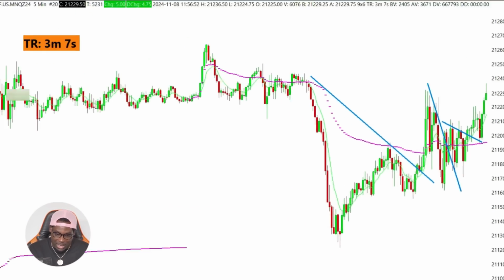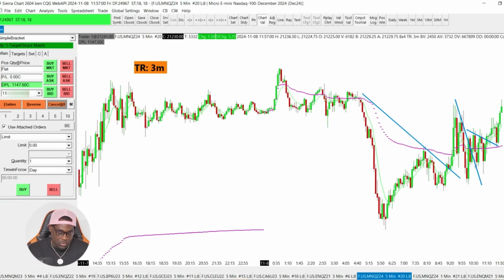If you look to the left, I'm up $1,147.50 for the day. So that was the trade, very quick. Again, using the 5-minute levels. So let me show you guys another trade example.